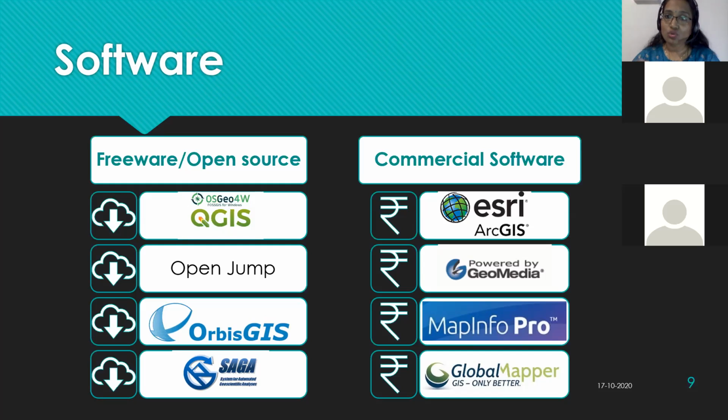So you can use that source code and edit it as per your requirement or the user requirement. That is the benefit of open source. In open source, I have listed a few software: QGIS, OpenJump, OrbisGIS, SAGA, etc. And then coming to the commercial software.